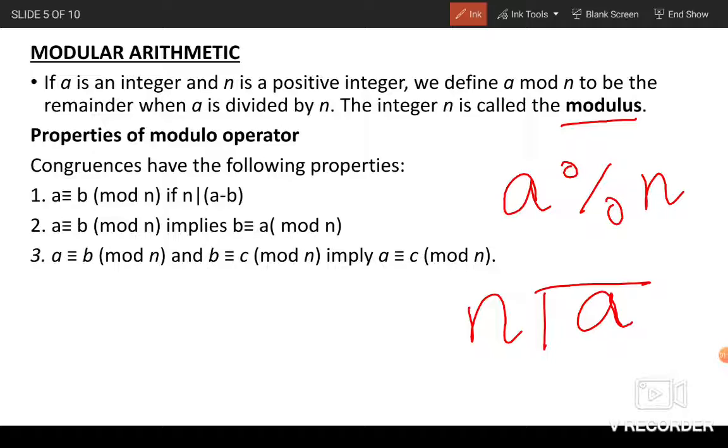So the properties of the modulo operator. The congruences have the following properties. If a is congruent to b mod n, if n divides a minus b, then a is congruent to b mod n, which implies that b is also congruent to a mod n. If a is congruent to b mod n and b is congruent to c mod n, which implies that a is congruent to c mod n also.